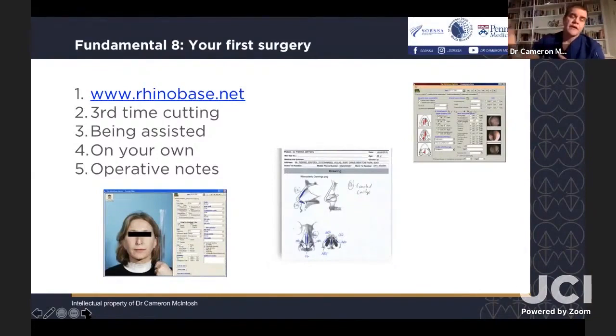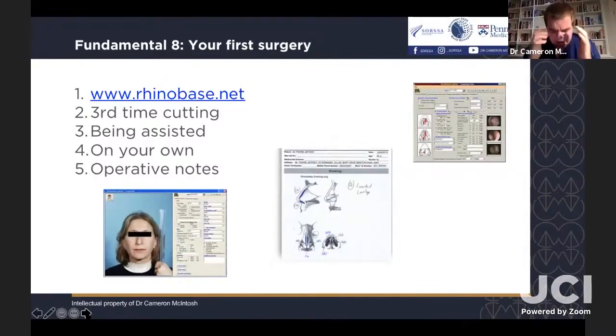take it to theater. Remember, the third time you do that rhinoplasty is the first time you're cutting the skin. So what I'm trying to say there is that you've got to plan it twice before. You're going to lie awake at night thinking, what am I going to do? Even like I have a case tomorrow with a rib.